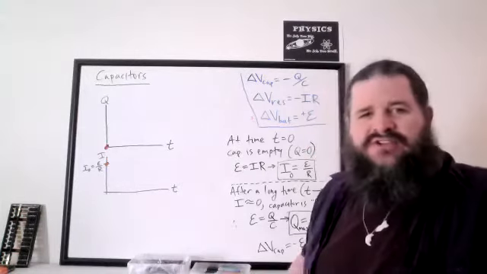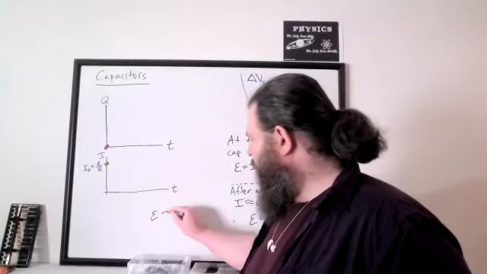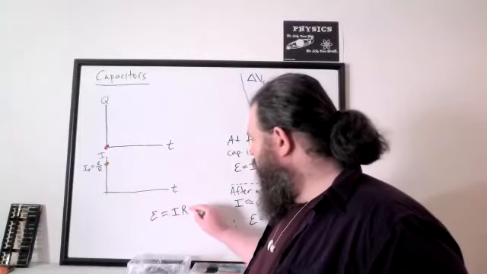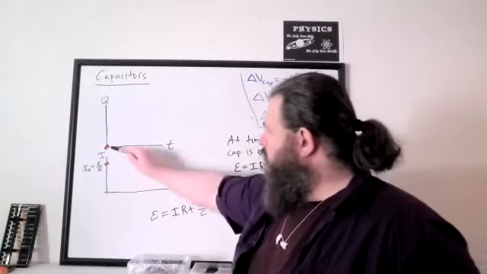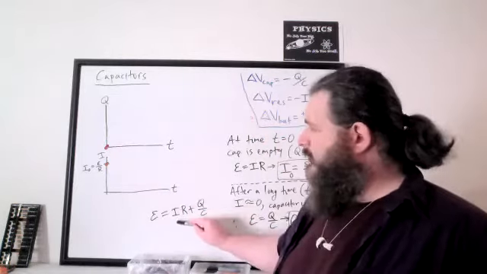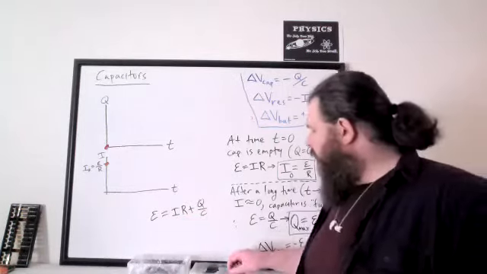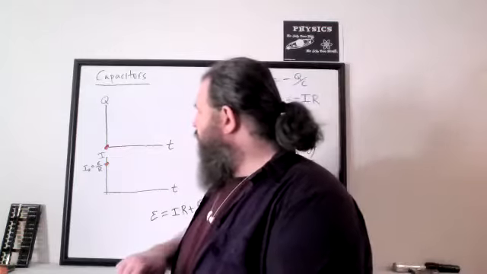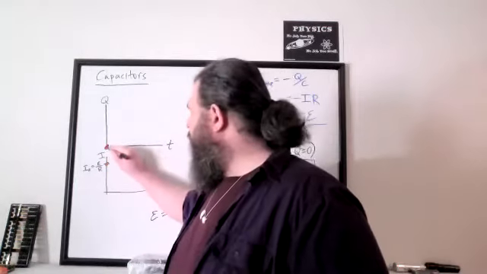But those are going to be changing. Going back to the loop rule we had, epsilon equals IR plus Q over C. We started with no charge, which means lots of current. And lots of current means charge is flowing very fast, which means charge is building up on the capacitor very fast. The charge on the capacitor is increasing very steeply.